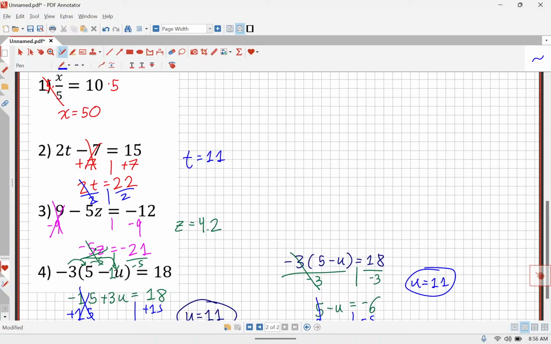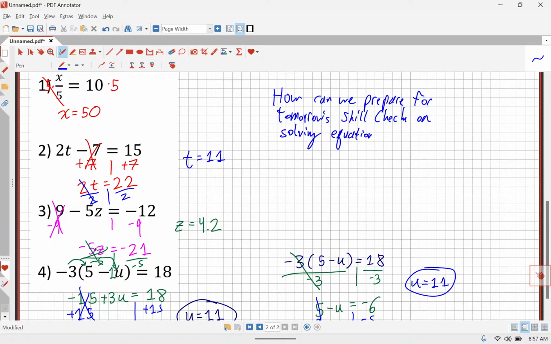Can I get you in 5, 4, 3, 2? They're not up. 1. Waiting. Table E. Summer, what's our first essential question today? Let's do it. How can we prepare for tomorrow's skill check? Skill check on solving equations. Okay.